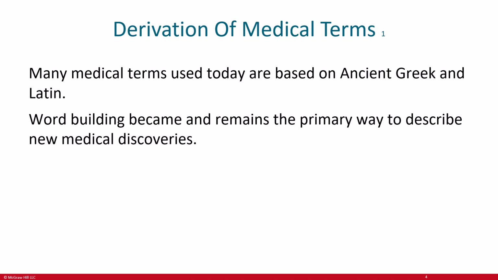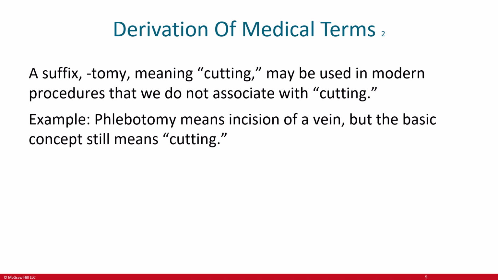Word building became and remains the primary way to describe new medical discoveries. You'll understand as we learn more of the word parts how we can build new terms as new things come in. A suffix, tomi, meaning cutting, may be used in modern procedures that we do not associate with cutting. For example, phlebotomy means incision of a vein, but the basic concept still means cutting.